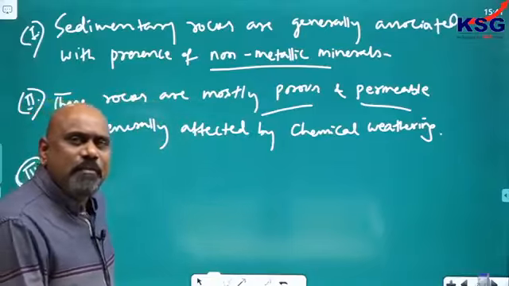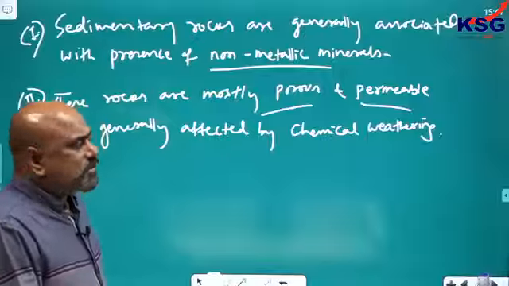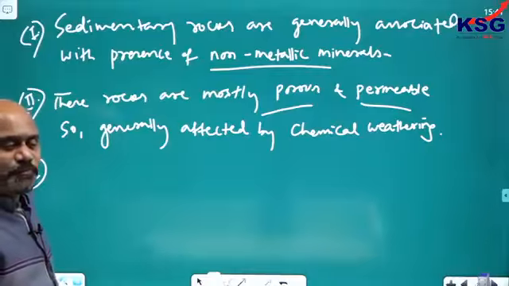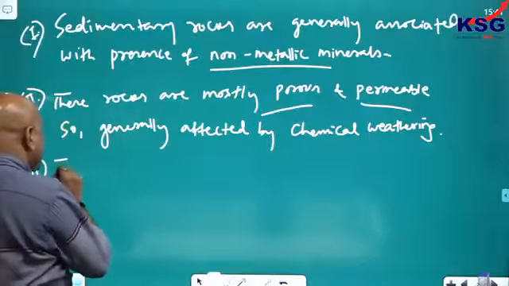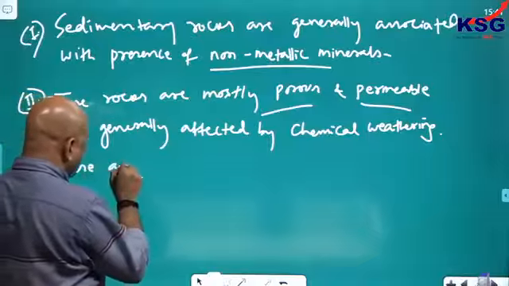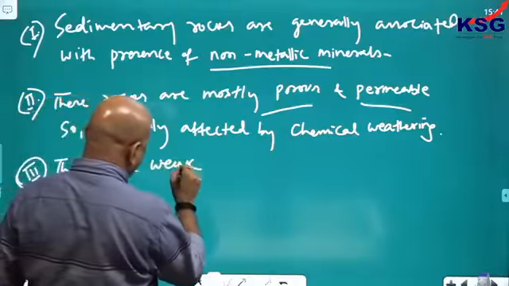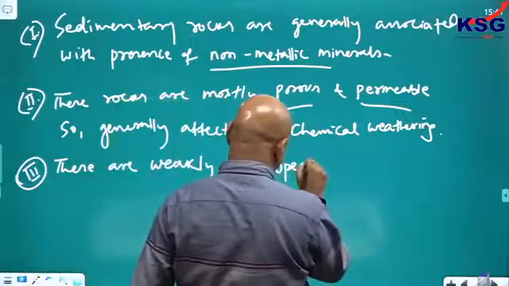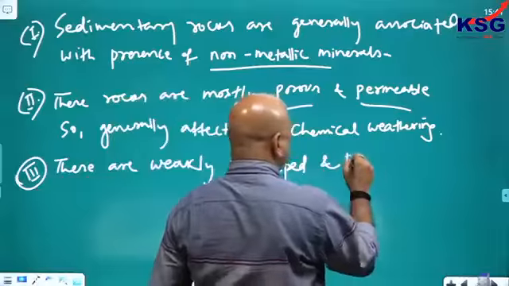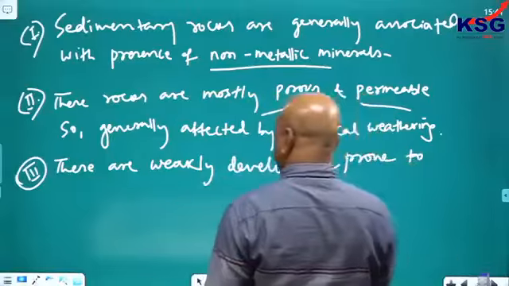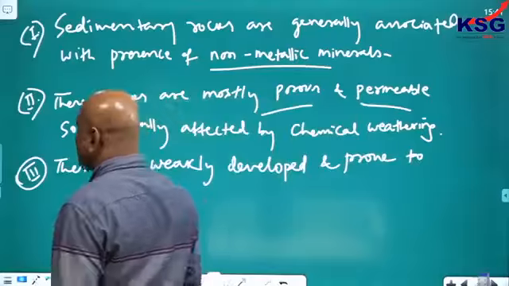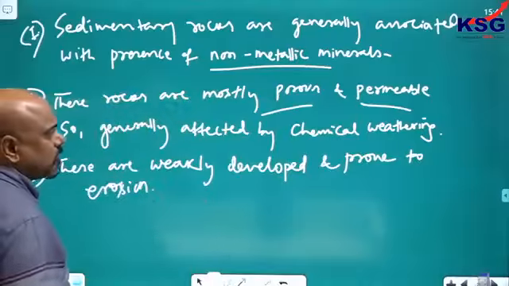They are mostly affected by the chemical weathering process. Sedimentary rocks. These rocks are weak, or weakly developed, and prone to erosion. Soft rock these are, prone to erosion.